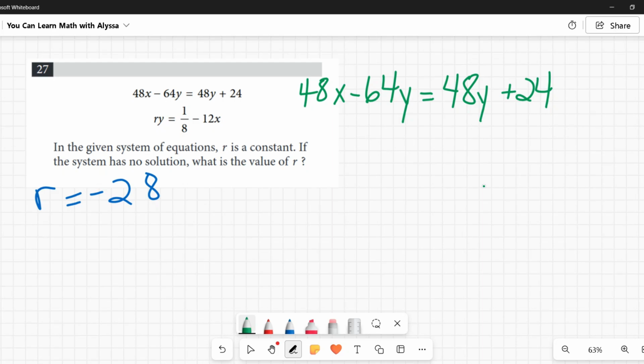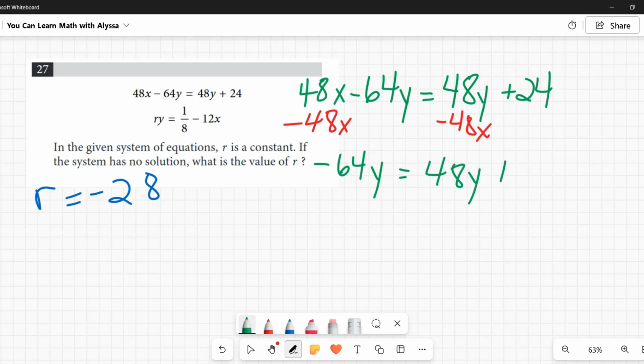48x minus 64y equals 48y plus 24. If I start moving things over like I was doing before, I'm starting out that same way because that's my method. I'm like, I know, I'll put them both into y equals mx plus b. I'll set the slopes equal to each other. Okay, so let's start that process. It's going to start out exactly the same, where I moved the x over to the right by subtracting 48x from both sides. So now I've got negative 64y equals 48y plus 24, and then I subtracted that 48x.